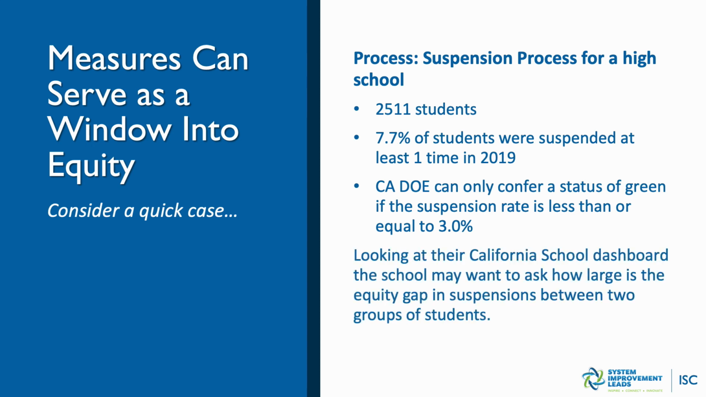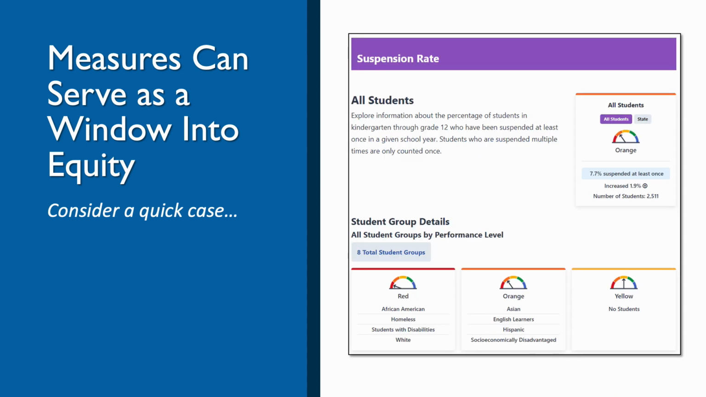Looking at their California School Dashboard, the school may want to ask how large is the equity gap in suspensions between two groups of students. Here's their data. While there is work to be done at the school to reduce suspensions overall, it appears there is work to be done to improve the equity with which the suspension process is applied. Hispanic students seem to experience the average, while students with disabilities seem to be suspended at a rate 3 to 4 times as high.